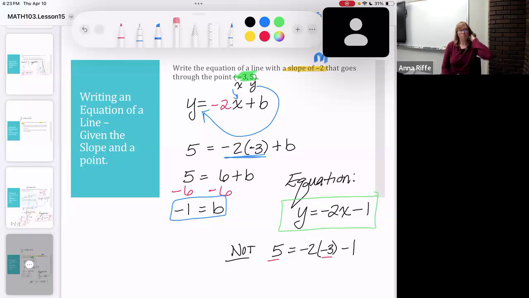One more form then for us to talk about, and we'll try to get to some practice at the end. It may or may not happen, but we will try.